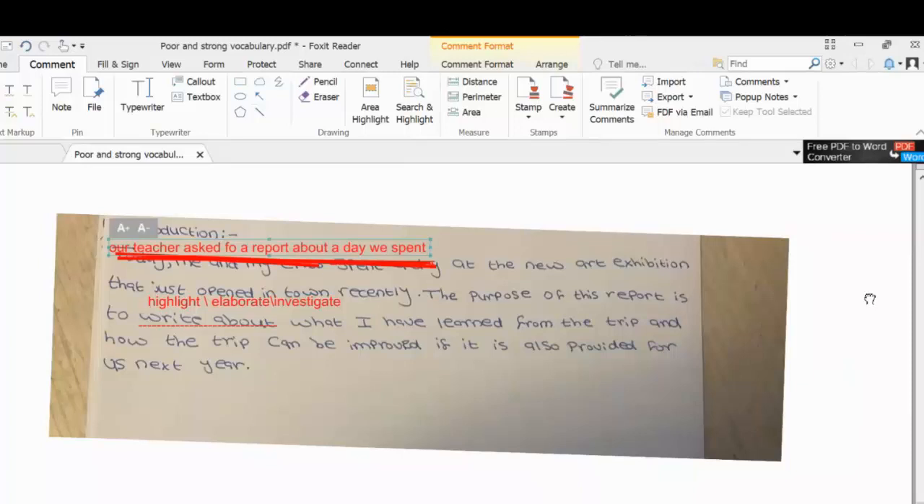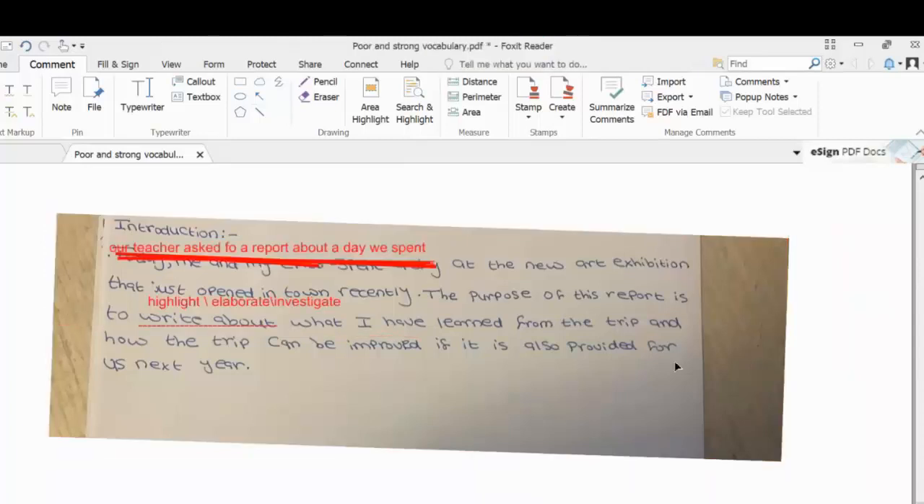Okay. Then, as we said, don't use "write about what I have learned from the trip and how the trip can be improved." Can be improved if it is also provided to us next year. Provided to us, not for us. Here. Okay. And what you learned from the trip. What I have learned. Okay. All right. Yeah, Selma.